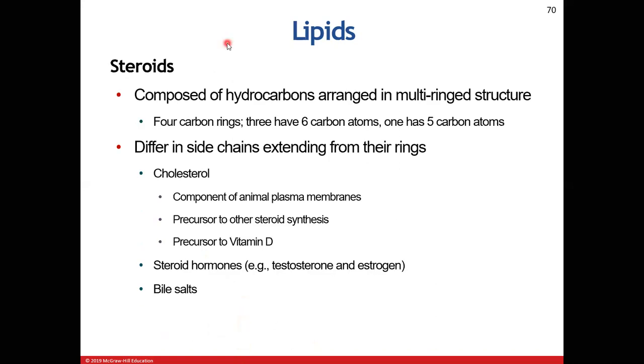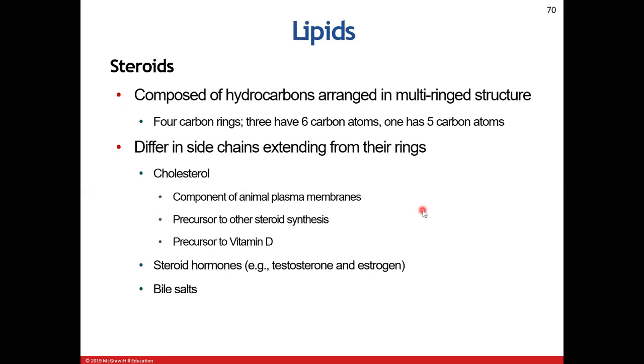Our next type of lipid is a steroid. When we look at steroids, we typically don't talk about these very much, but they're actually composed of hydrocarbons that are arranged in a multi-ring structure. These are 4 carbon rings. They have 6 carbon atoms, and one of them is a 5 carbon atom. And so what they do is they differ in their side chains that extend from their rings.